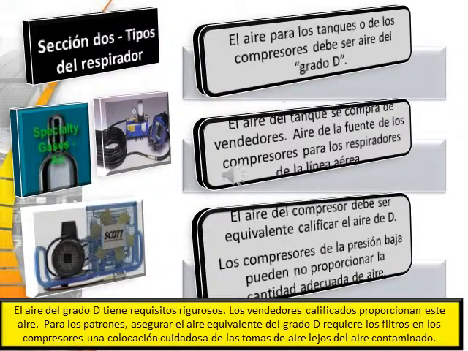Air for tanks or from compressors must be grade D air. Tank air is purchased from vendors, and compressors supply air for airline respirators. Compressor air must also be equivalent to grade D air. Low pressure compressors may not provide adequate air.